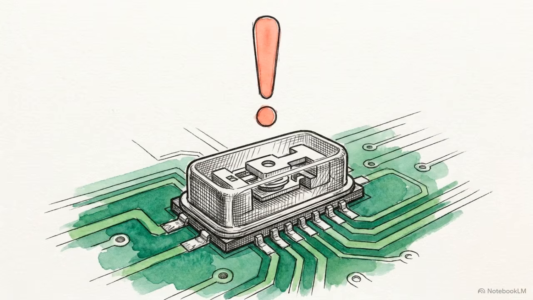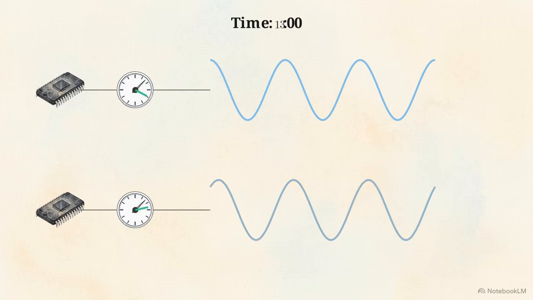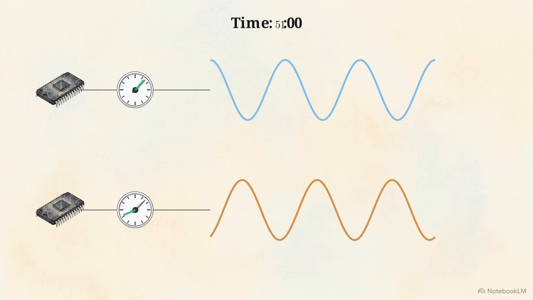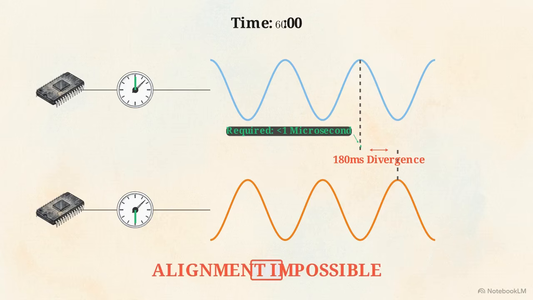Building a distributed sensing mesh out of $5 microcontrollers introduces a severe engineering constraint. The internal clocks on cheap silicon are imperfect. ESP32 crystal oscillators drift by 20 to 50 parts per million. In 1 hour, this causes up to 180 milliseconds of temporal divergence between independent nodes. Because cross-referencing wave phases requires sub-microsecond synchronization, this physical drift renders raw signal alignment mathematically impossible.